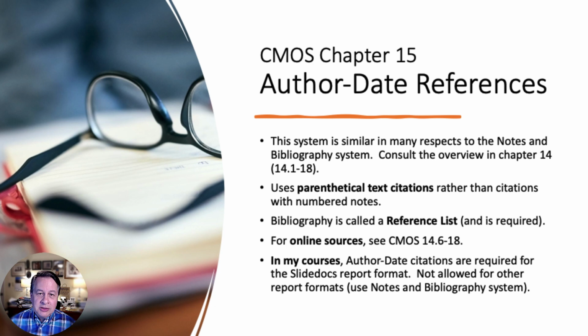If you're going to look at online sources, I suggest you look at the Chicago Manual of Style. I will not be covering those, but do keep in mind that many of the publications, even though you may be accessing them online through the library, are actually printed publications, and you should treat them as printed publications. So a URL or a DOI is optional, but always nice to include. In my courses, do keep in mind that author date citations are required for the slide docs report format. Anywhere else, you use the notes and bibliography system, not author date.